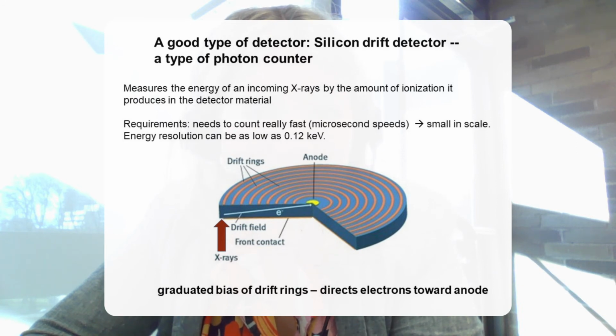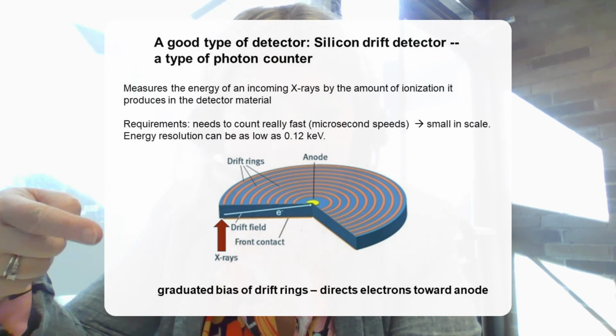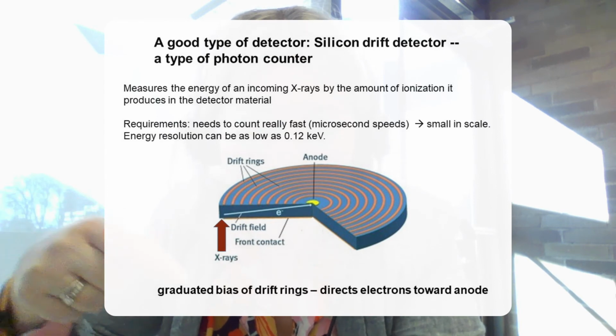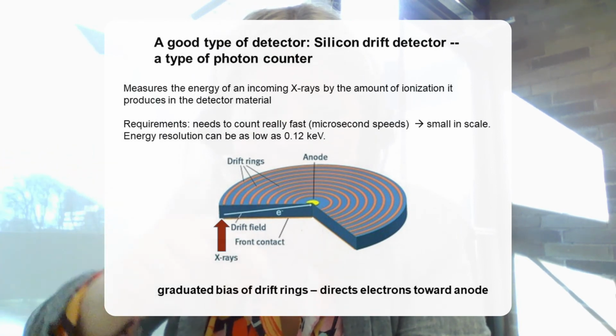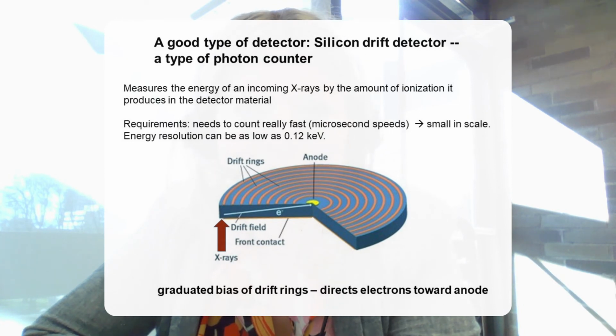When an incoming X-ray hits the detector material to create ions, electrons are ejected in that process. And being negatively charged, electrons can be collected by their attraction towards a positive charge. So by controlling the charge of the concentric rings within the silicon drift detector, electrons are dragged and collected toward the center anode. The movement of electrons produces a measurable current, which is measured and correlated to the number of electrons that were ejected by the X-ray, which is a reflection of the energy of that X-ray.